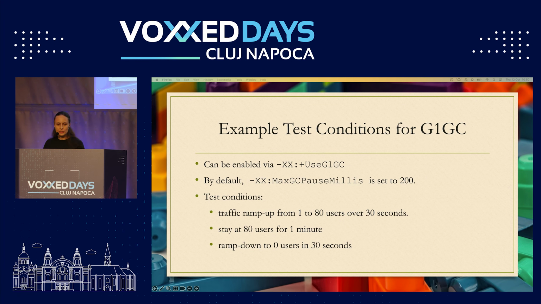What are the test conditions? So the test conditions: when I started with nothing, just logging what's going on in my applications, I looked at what happens in the gc.log, and I could see that the maximum pause time was set to 200 milliseconds for my application. And the test condition in both cases was that the traffic ramps up to 80 users over 30 seconds, stays at 80 users, and then ramps down.